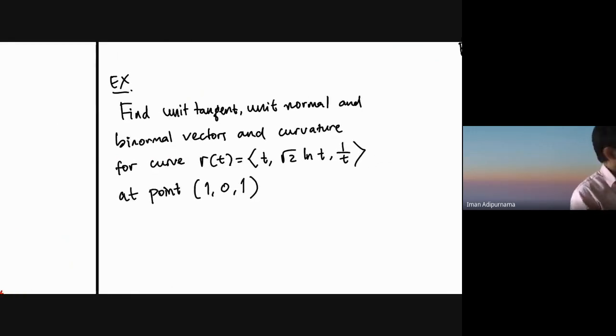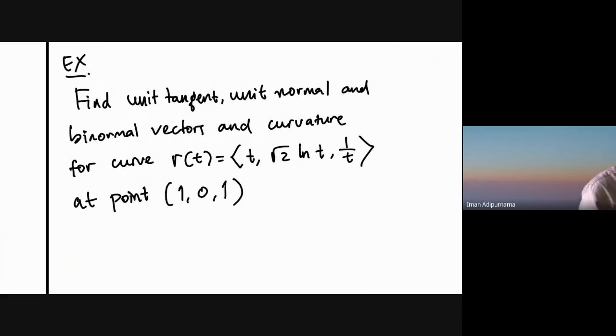Okay, basically what we are looking for is we need to start from the first derivative and find T, find N, find B, right? And then we can find the curvature with the T prime and r prime.